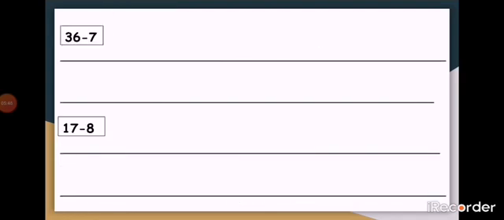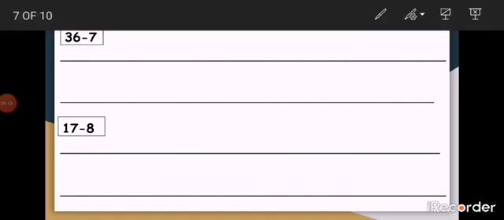Now I'm moving towards our next calculation, that is 36 minus 7. So first solve this card. Put 36 in mind and count back 7 numbers. 36 in my mind, I am counting back: 35, 34, 33, 32, 31, 30 and 29. So my answer is 29. And I am writing 29 here.